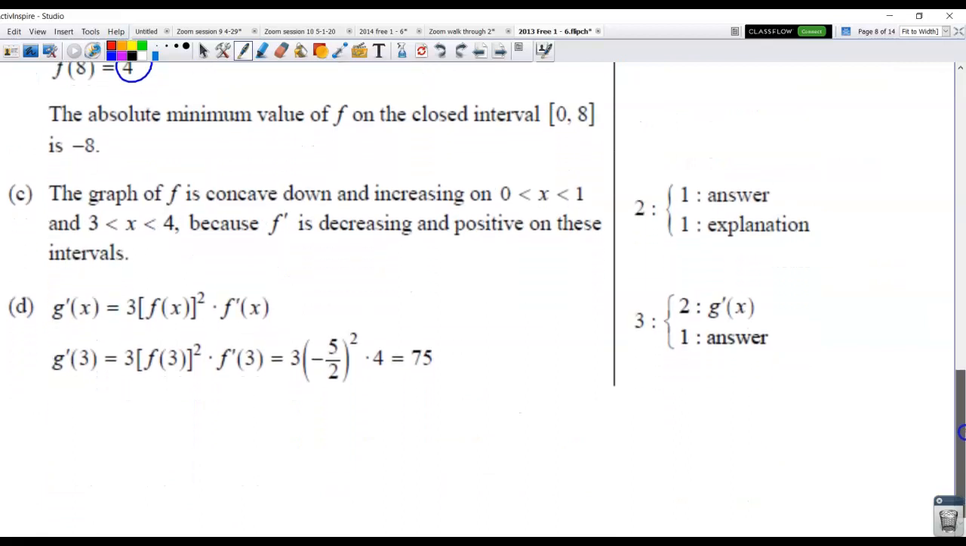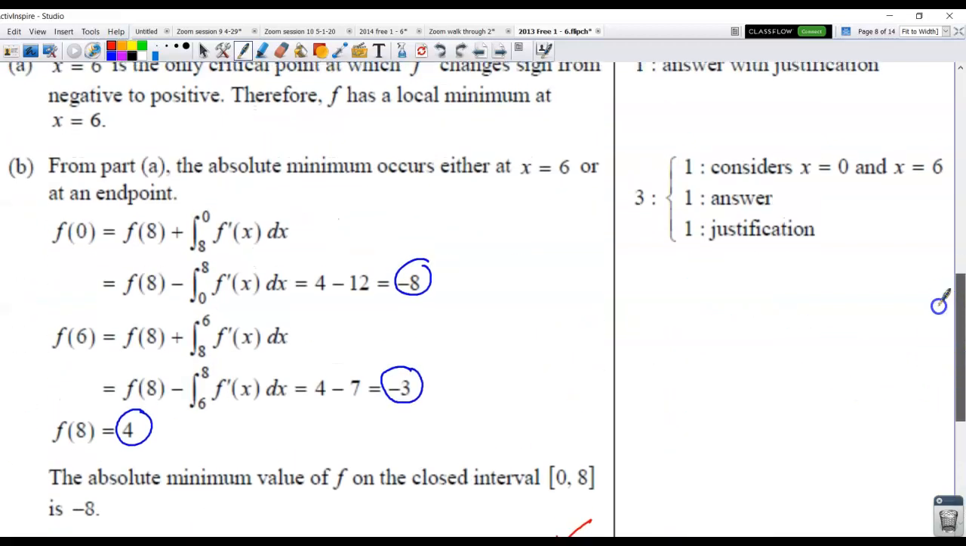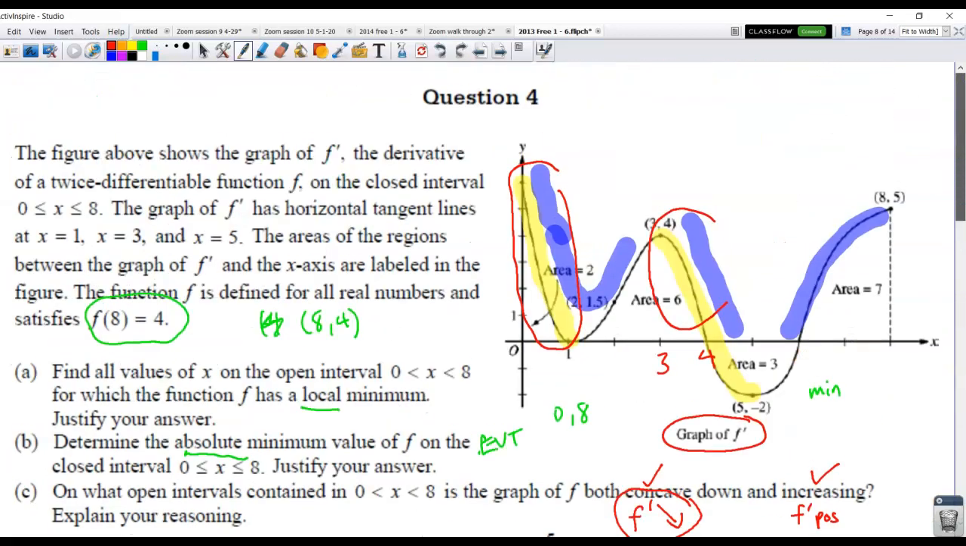So in letter C, as I said, f is concave down on the interval from 0 to 1 and from 3 to 4, and you have to state why. We want to justify with the first derivative because that's what they've given us, and we want to say the first derivative is decreasing and positive on these intervals. And then the last part of this question is just kind of a little baby chain rule question.